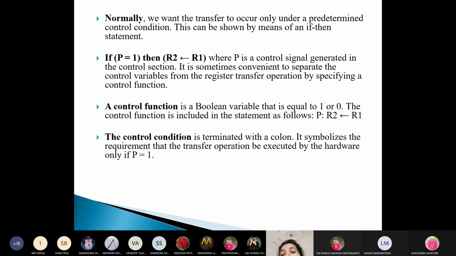It is terminated with a colon. And after that colon, we represent the symbolized requirement that the transfer operation is executed by the hardware only if P is equal to 1.